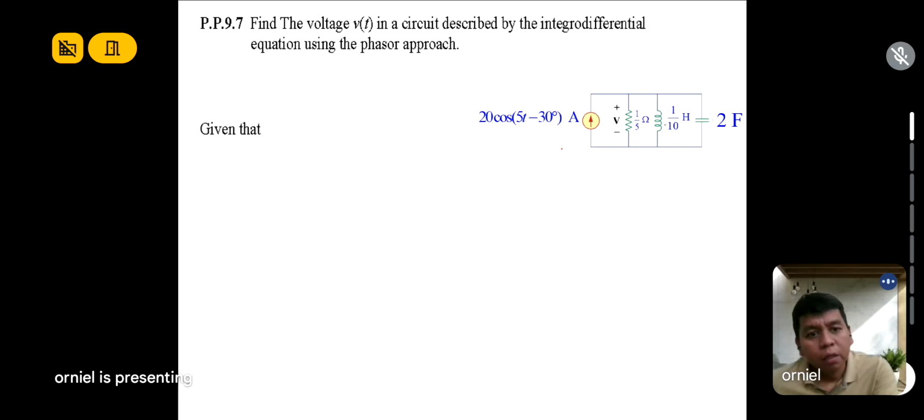Okay? Now, if we're going to apply that one on the circuit. No? So, find the voltage VT in the circuit described by an integral differential equation using the phasor approach. No? So, as you can see, tanan na to series, itong circuit naka-parallel form o parallel connection. Now, ang i-question ni, find the voltage or the VT, this one, by a time domain, described by the integral equation with the phasor approach. No?